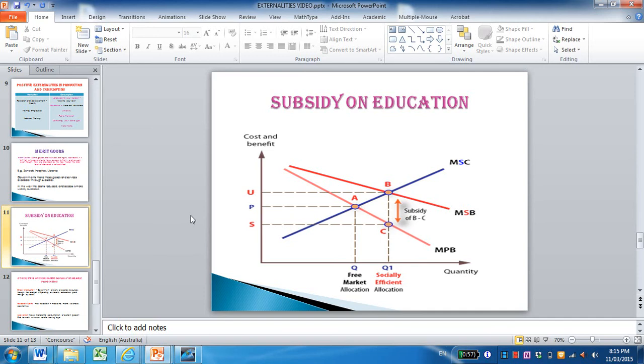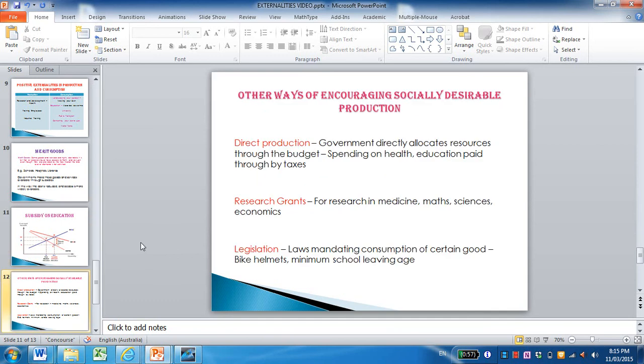So here's an example of them subsidising the consumer. MPB stands for marginal private benefit, and SB is the social benefit. By subsidising it, we allocate more resources to this area, and therefore we get to a more socially efficient outcome. We are making the product more available, and therefore there's more demand for that service. Other ways they can encourage positive externalities: produce it themselves, research grants, or legislation. Legislation like a minimum school leaving age means more people will be educated up to 18 years of age, and therefore society will get the positive externalities from that.